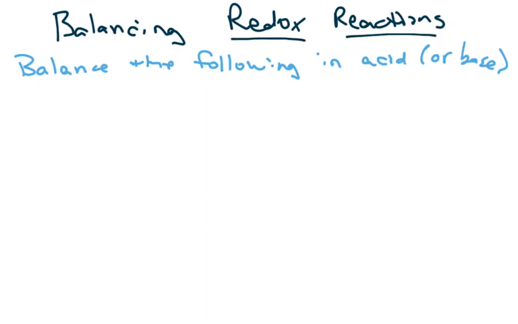The way you notice what a redox reaction is, you'll see the following words in the question somewhere. They'll say, balance the following reaction in acid. Or they could say in base. They could say either one, but they won't say both. They say one or the other. But if they say balance the following in acid, that typically indicates it's going to be a redox reaction.